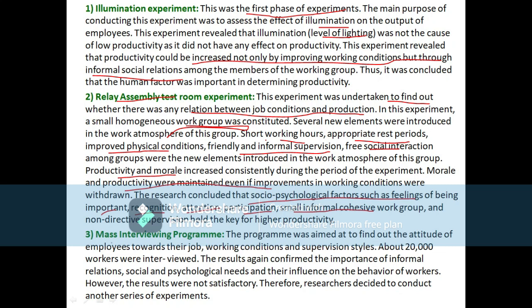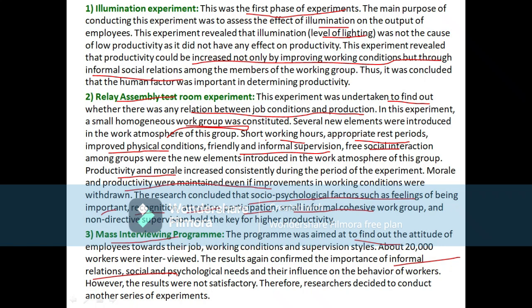Okay, so the mass interviewing program was aimed to find out the attitude of employees towards their job, working conditions, supervision styles, etc. About 20,000 workers were interviewed here, and the results again confirmed the importance of informal relations. Here also, the important aspect is informal relations, socio-psychological factors, and their influence on the behavior of workers. However, the results were not satisfactory.